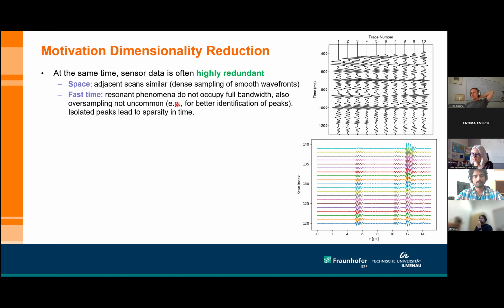There may be redundancy in so-called fast time. When I say fast time, I mean the actual time during which the, let's say, ultrasonic wave propagation phenomenon takes place, which is on the scale of microseconds. So there are lots of reasons.